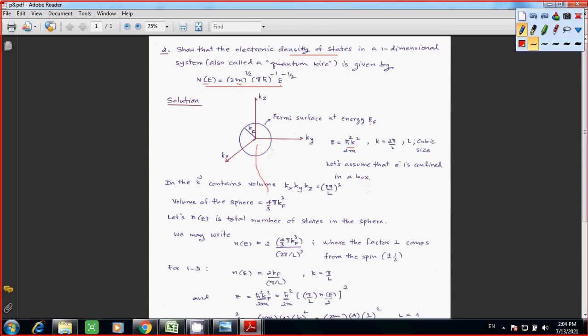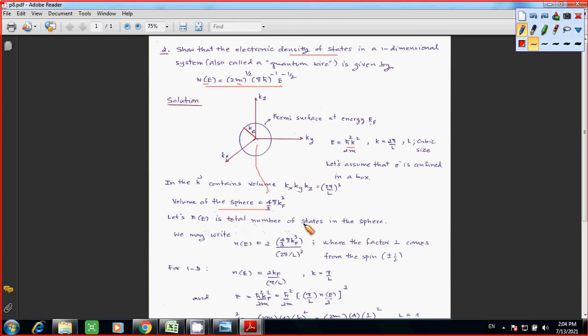And for the sphere, the volume of the sphere becomes 4 pi kF cubed over 3. This is your kF, right? The radius. 4 pi r cubed over 3, that's the volume of the sphere.